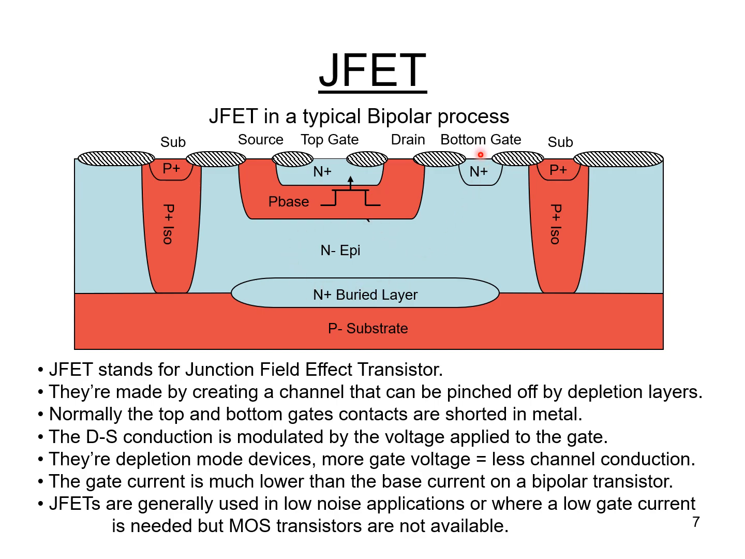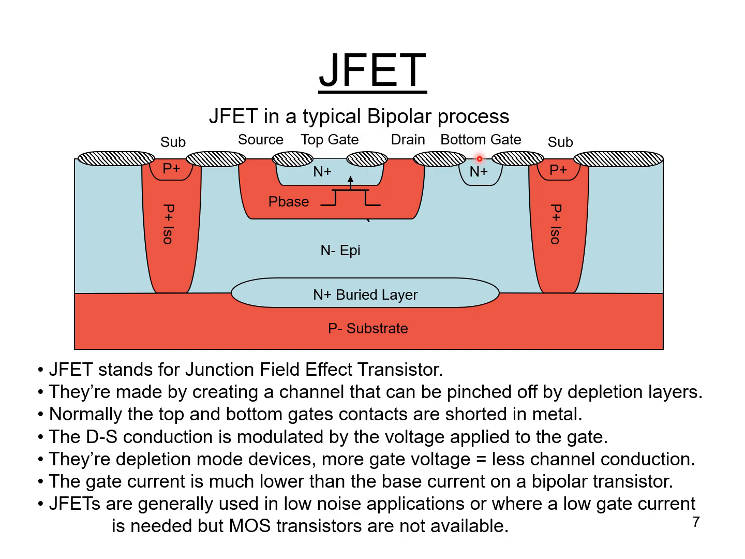Now, you might recognize these layers. These are all the standard layers used to form bipolar transistors. So a lot of times your bipolar process will have JFETs available because it's all the same type of layers. It's just mixing them up in different ways to get a different type of device. So normally the top gate, which is that N+ region right smack in the middle here, and the bottom gate, which is the N+ contact over to the right side of the N-epi region, are shorted together in metal. So they act as a single gate.